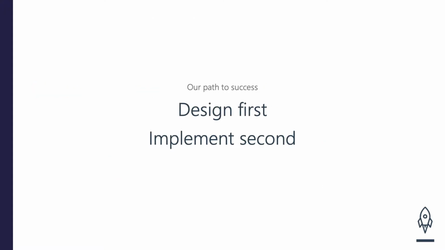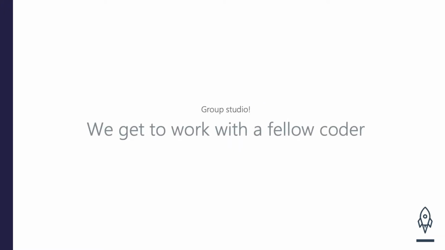In this studio, we're going to do it just like the last one, where we're going to design our idea first and then implement second. So get out that pen and paper because we're going to start jotting down ideas. One more thing to note, this is a group studio. So we're going to be working with a fellow coder to come up with ideas and collaborate to come to a common solution. So let's dive into the studio.